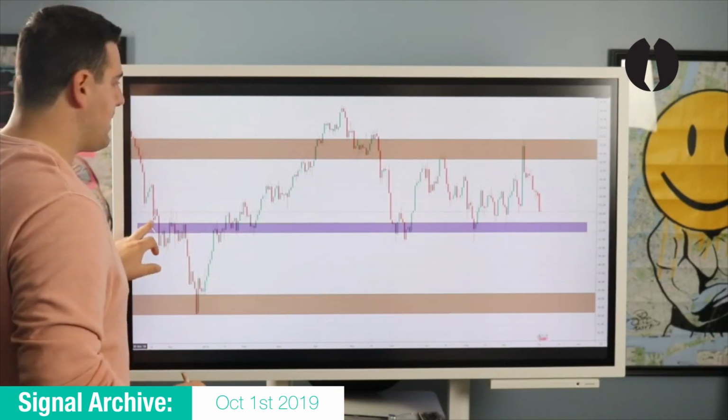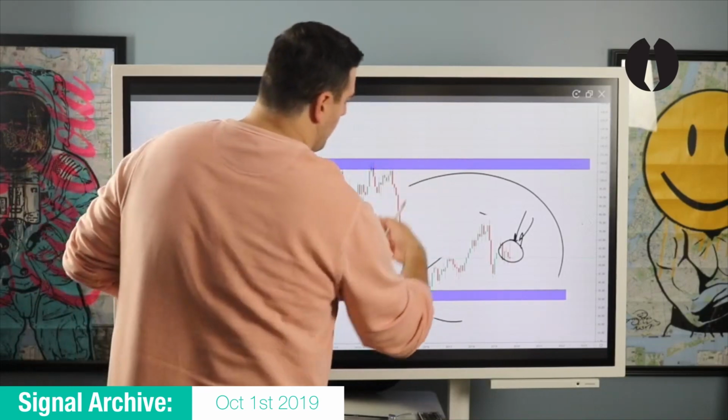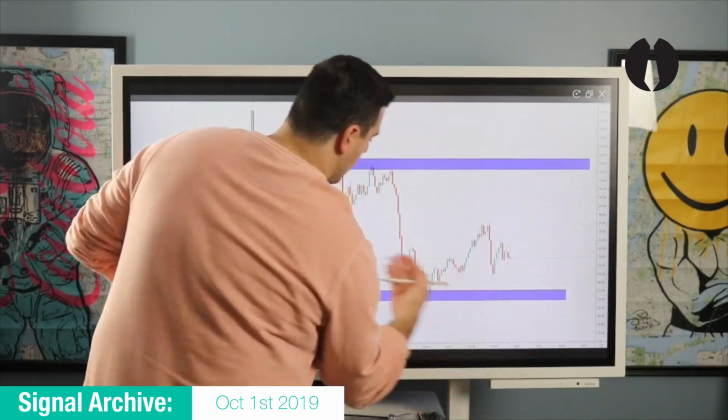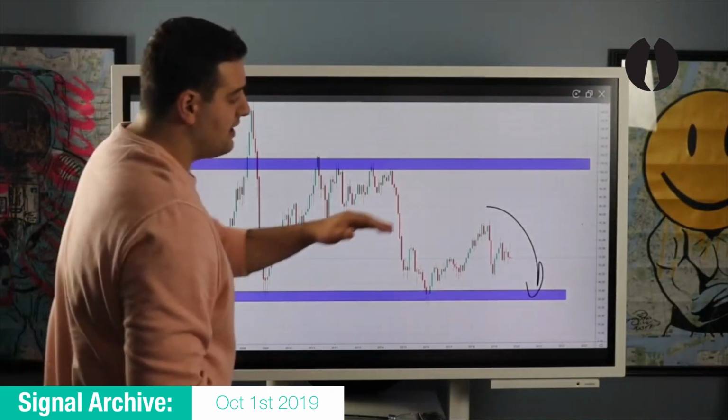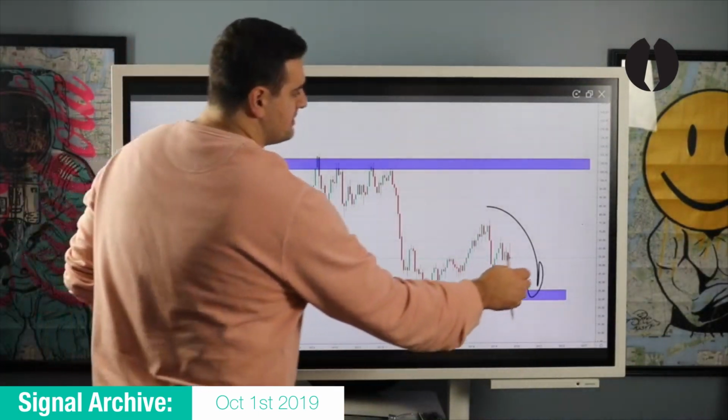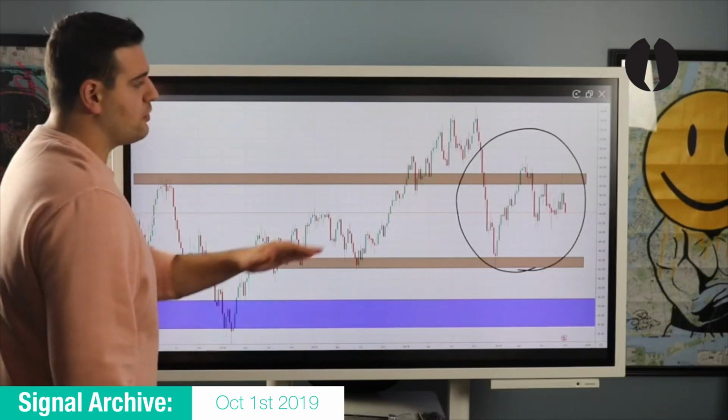So let's take it back to the monthly actually. What do we see here? Again, likely a monthly continuational push to the downside. So this is sell bias on the monthly time frame. What do we see on the weekly?